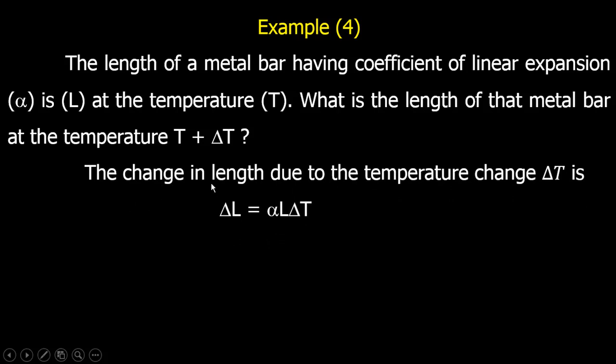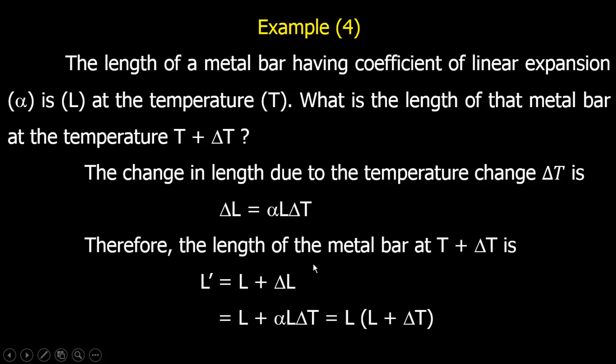The change in length due to the temperature change delta T is delta L. So at temperature T plus delta T, the length is L plus delta L. Delta L equals L alpha delta T. Therefore, the length of the metal bar at T plus delta T is L plus delta L.